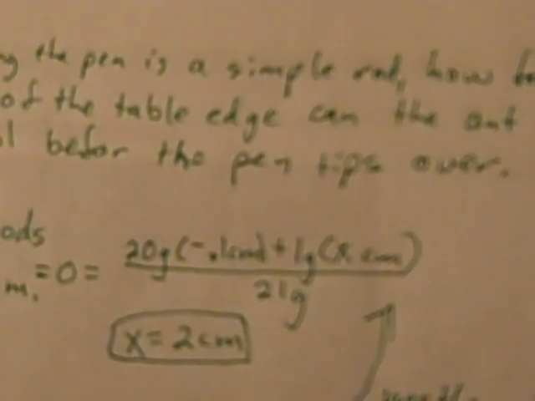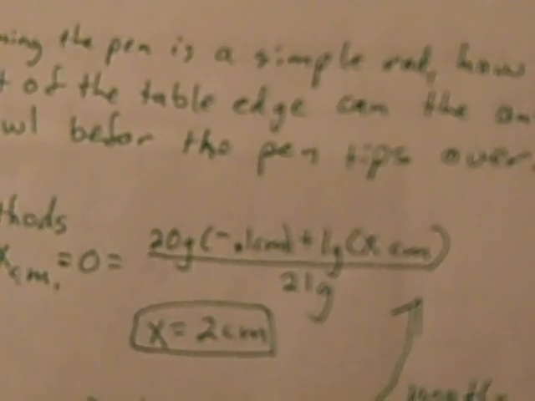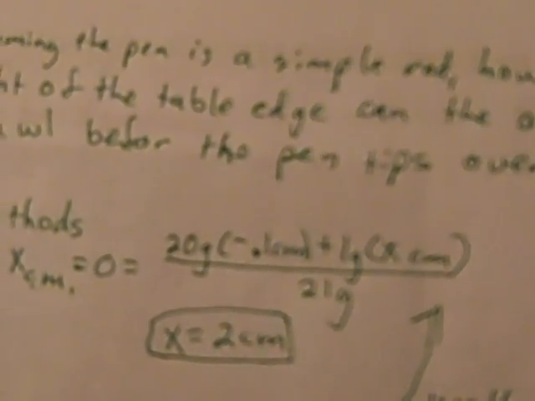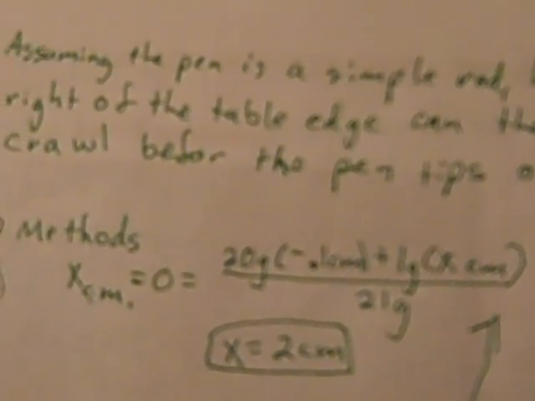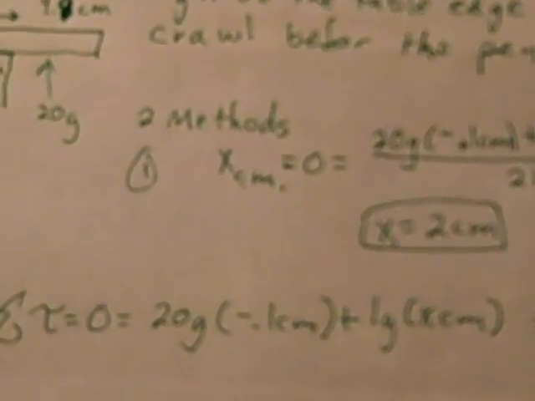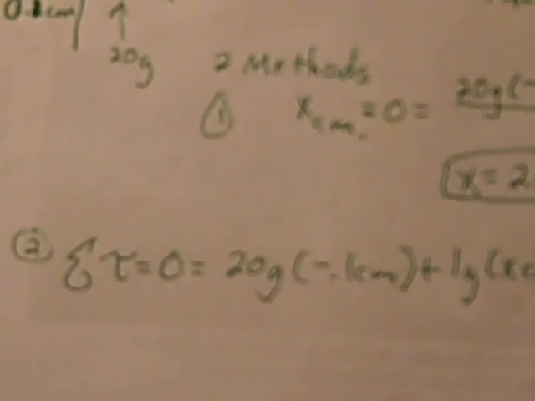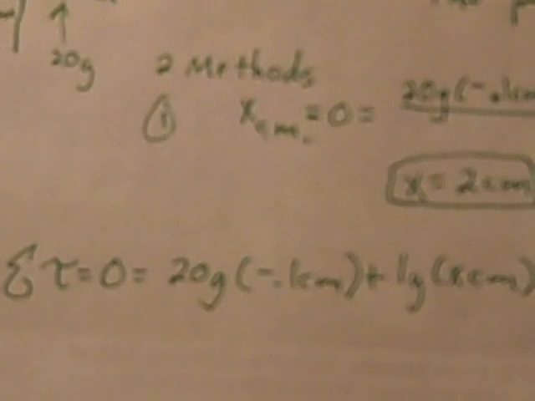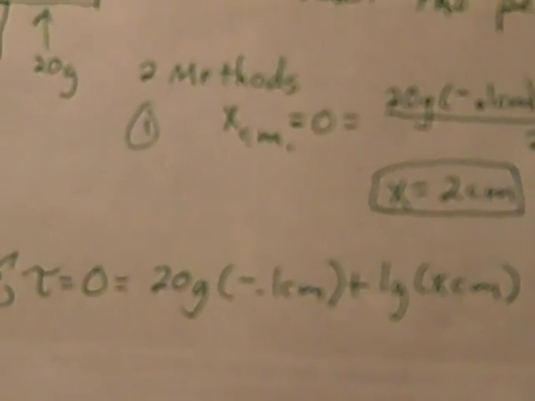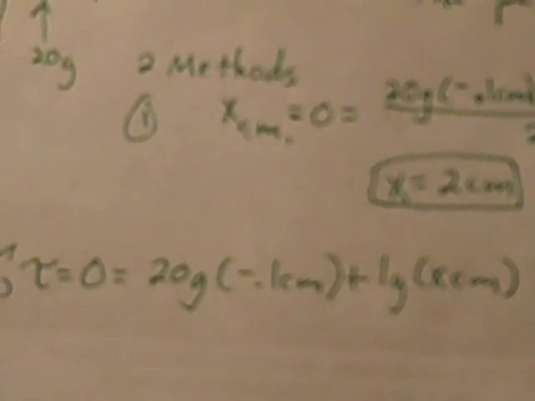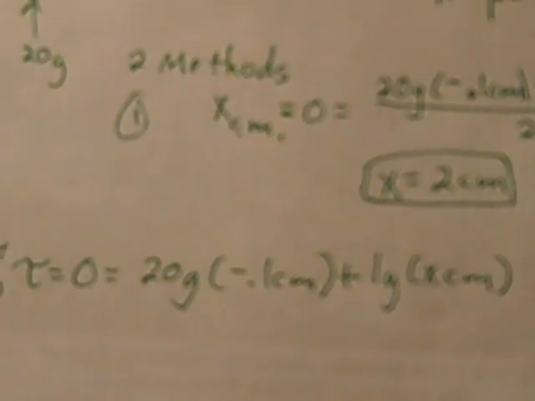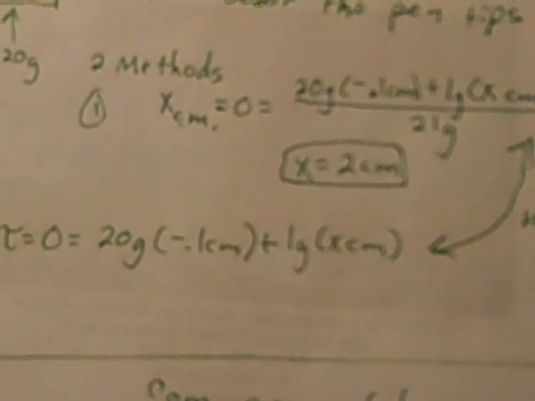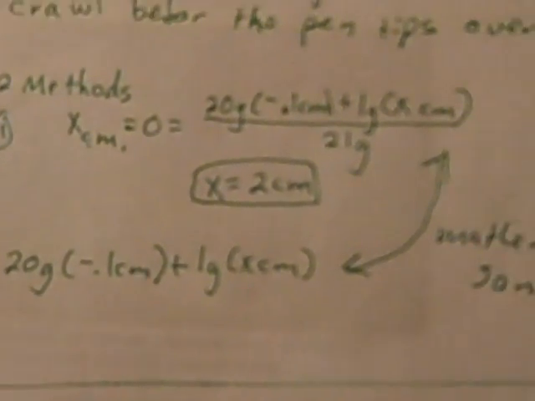Right? 2 centimeters times 1 equals 20 times 0.1. Divide by the total mass, which doesn't matter because it's equal to 0. This method is mathematically equivalent to setting the sum of torques equal to 0, where you have a 20 gram mass acting at the center of mass position for the rod of a millimeter to the left, plus a 1 gram mass for the ant acting at x centimeters to the right.